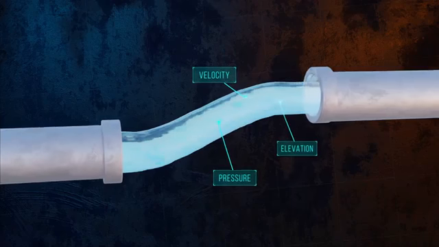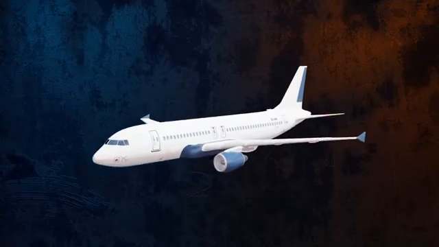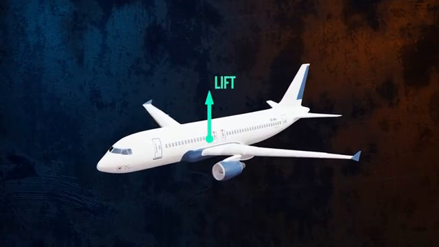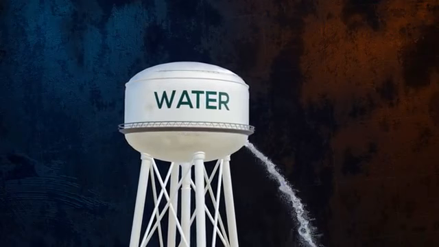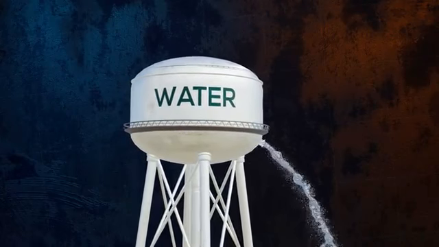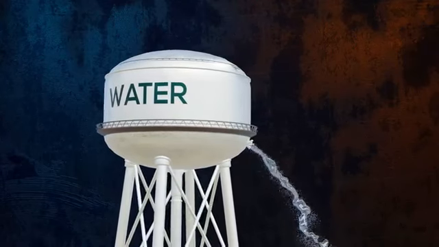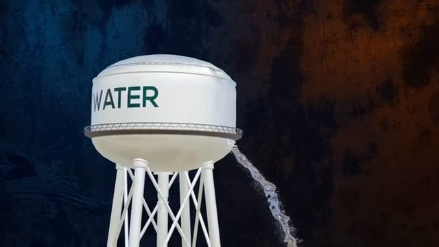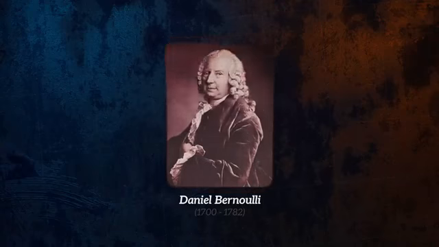It has countless applications. We can use it to explain how planes generate lift, or to calculate how fast liquid will drain from a container, for example. We'll explore these applications and a few more later on, but let's start by reviewing the equation itself. It was first published by the Swiss physicist Daniel Bernoulli in 1738, and it looks like this.